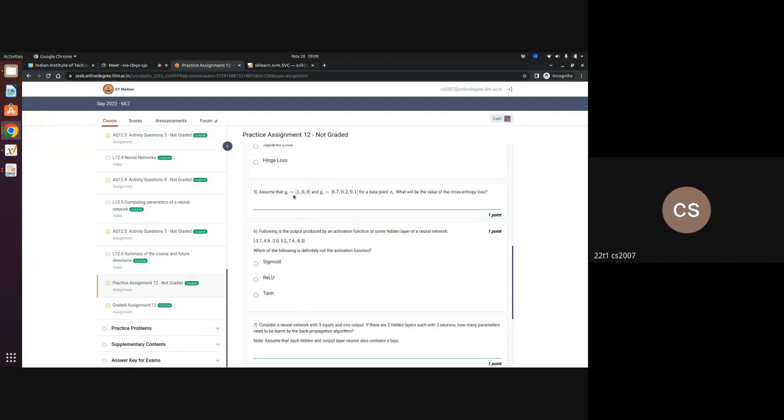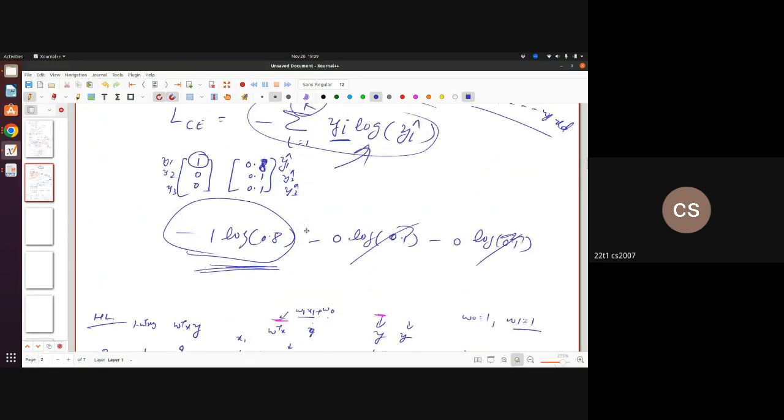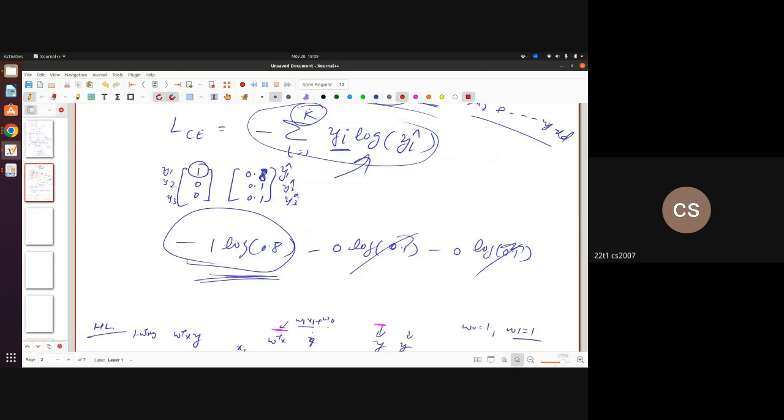Okay, next one. These values are given to us. These are the actual values, and these are the predicted values by the model. Now, what will be the value of the cross entropy loss? How would you compute that? I've actually told that to you. Can anybody point out how do we do this? Just now I told you the formula for cross entropy loss, right? This formula, right?